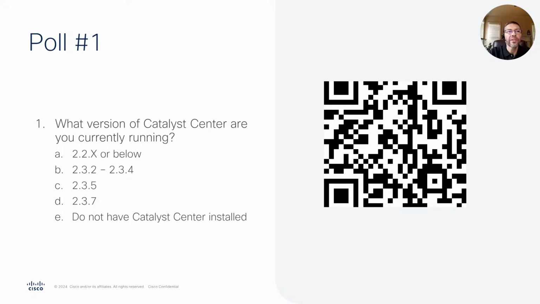So poll number one, what we're looking for is to find out what version of Catalyst Center are you currently running? Are you running an older 2.2x? Are you somewhere in the middle with 2.3.2 to 2.3.4? Are you at 2.3.5 or 2.3.7? Maybe you don't have Catalyst Center installed. So definitely looking for some interaction here and find out what you're running and see what questions you might have. So looking forward to that. I'll give you guys just a second if you needed to scan the QR code, but hopefully you guys are having a good experience with Catalyst Center so far.